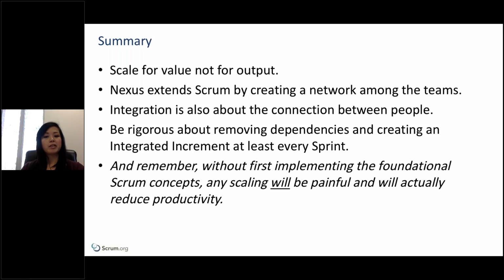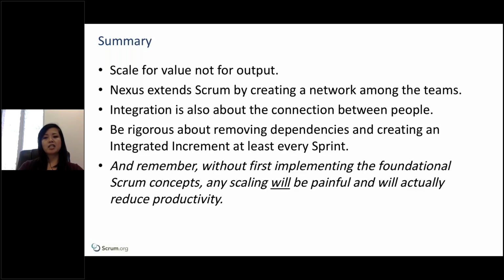And without first implementing the foundational Scrum concepts, any scaling will be painful and will actually reduce productivity. So we have to think about, and there's a lot of case studies out there, can you get ready, and when you're scaling, when does that actually drop down? So those are things that you should be thinking about when you're looking at your scaling implementation.